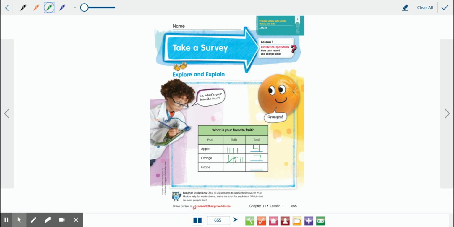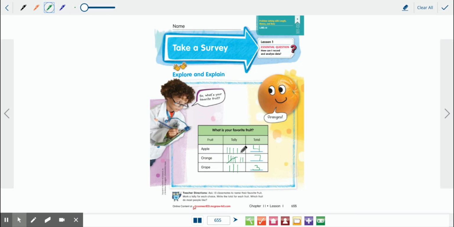And lastly, we're going to look at grapes. Let's say 3 friends chose grapes. 1, 2, 3. And we're going to write the number 3 on the line. Now, I know that's more than 10, but if we were in our classroom, I would do all of us anyway. So we would have 18 total votes.